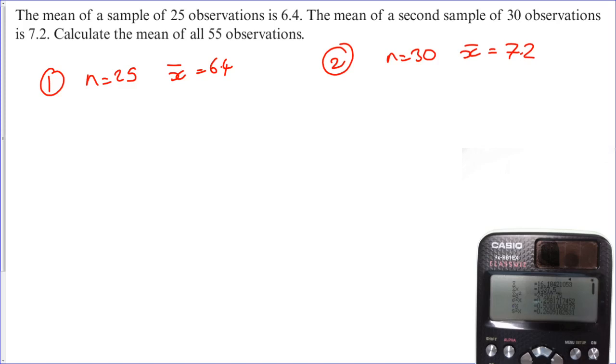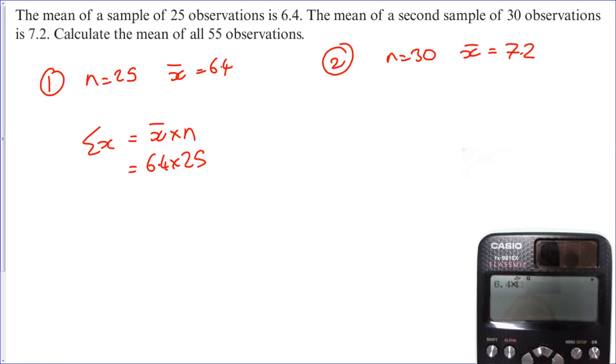So we can't add means together. You can't just add the 6.4 and the 7.2 because the number of things in each group actually matters. What we're going to do is we're going to work with totals. So our sigma x, remember this is just the total for x, is going to be x bar multiplied by n. So there are 6.4 on average and there are 25 of them. So 6.4 times 25, which will give us a total number for our x's. So going back to normal mode, menu 1, 6.4 times our 25 gives 160 in this group.